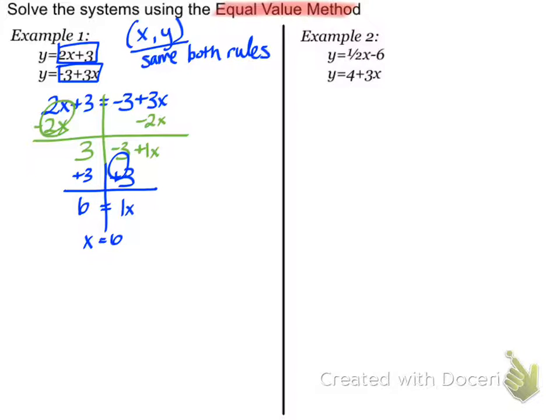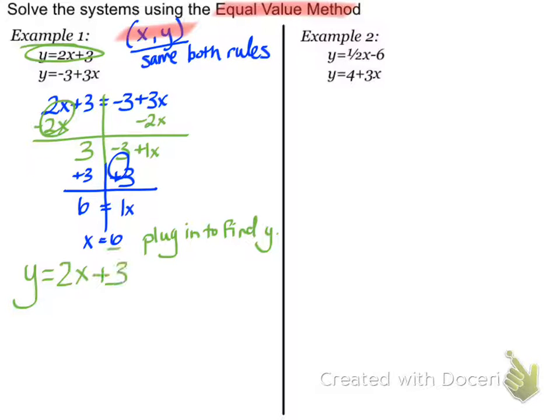Now what do I have to do next? There's always a second step because we have to find x and y. So we're going to plug in to find y. That's our second step. Plugging into the rule y equals 2x plus 3, I put 6 in for x and solve: 2 times 6 plus 3, and I get 12 plus 3, which is 15.